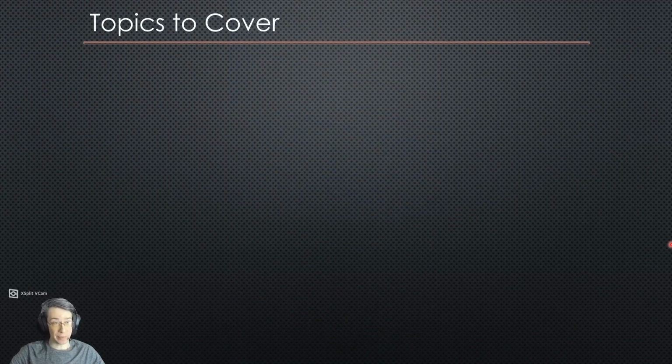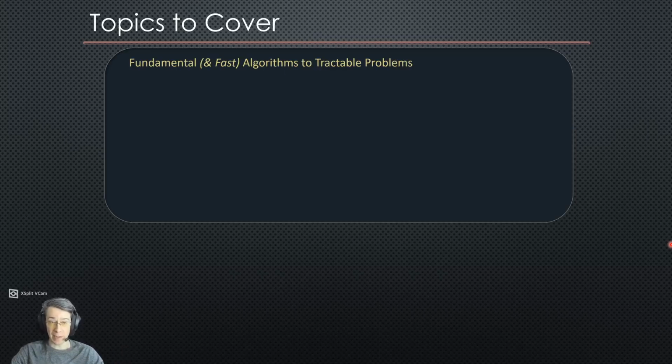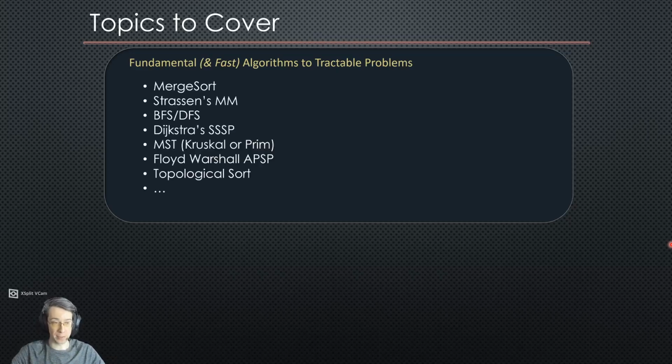Okay, so let's talk briefly about the topics that we're going to cover in the course. On one hand, we're going to talk about fundamental and fast algorithms to tractable problems. These are problems that we know how to come up with fast solutions to. These are typical algorithms, some of which you've probably heard of before, like merge sort, and some of which, like Strassen's matrix multiplication, you probably haven't. We're also going to talk about some graph algorithms, for example, breadth first search and depth first search, which you've probably learned before. We're going to talk about Dijkstra's single source shortest path algorithm for finding the shortest path through a weighted graph.